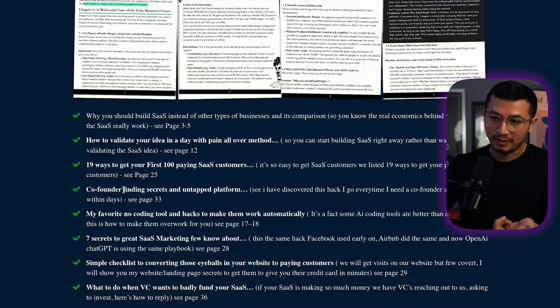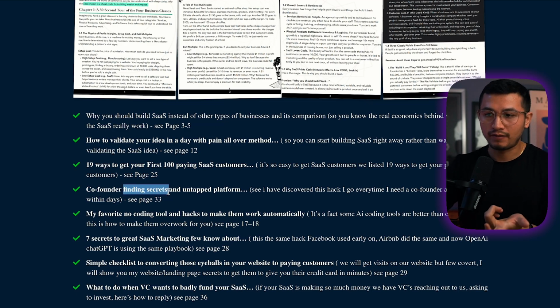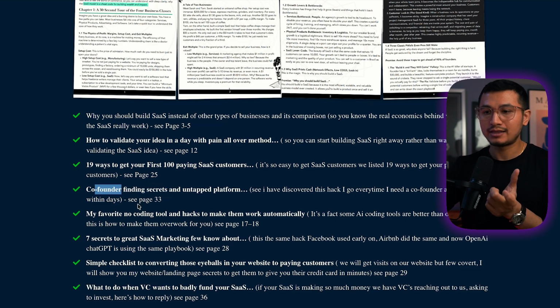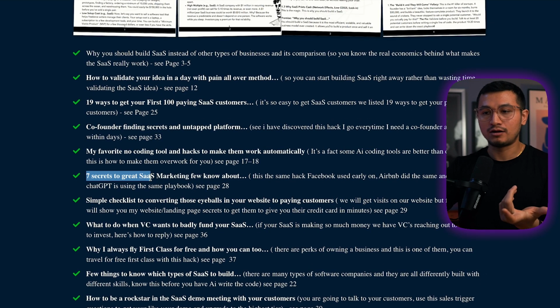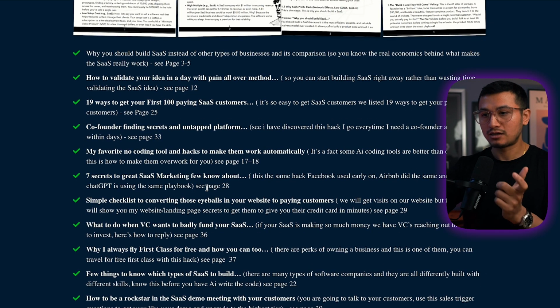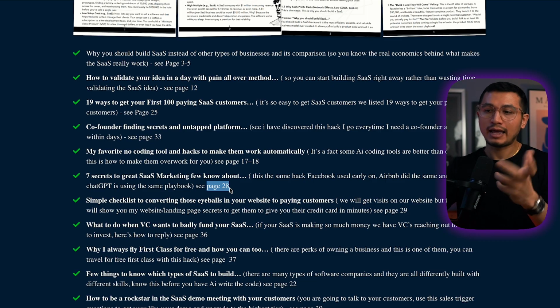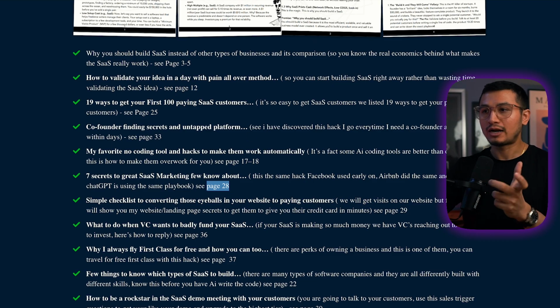We're not teaching them how to find a co-founder. We're telling them that's what you're going to learn on page number 33. We're telling them the 7 secrets they're going to learn about SaaS marketing, and that's going to be on page 21. That's the language that we're going to use, and we do that on almost everything.